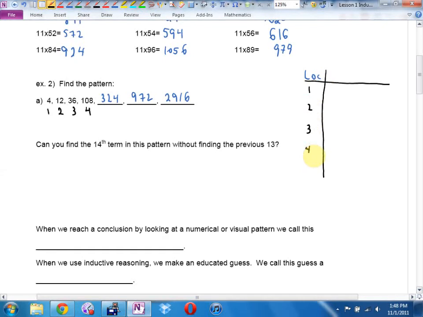In the next column, I'm going to write the value. Use black, be consistent. What's the value at location 1? 4. What's the value at location 2? 12. What's the value at location 3? 36. And what we want to try to do is generalize this so we can find the value at location n. And then if you want n to be 14, we can find an equation and plug and chug. We want the nth term.